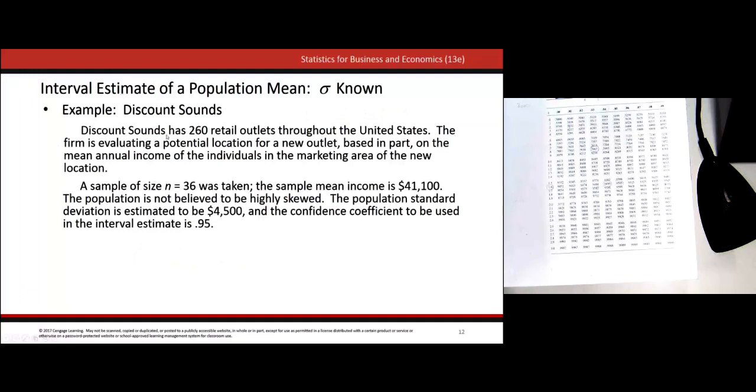Such as here, Discount Sounds has 260 retail outlets throughout the United States. They are evaluating the potential location for a new outlet based upon the mean annual income of the individuals in the marketing area of the new location. Sample size is given. 36 was taken. Sample mean x bar.